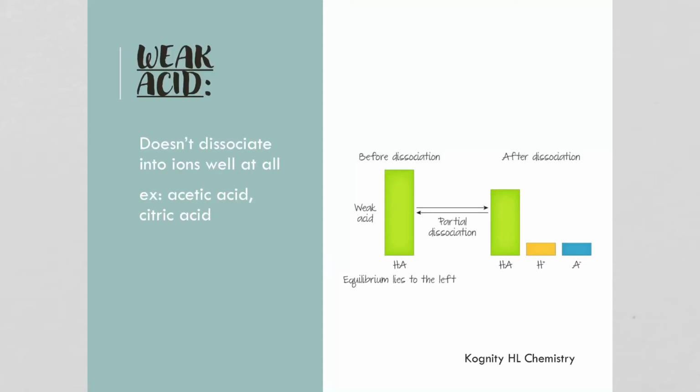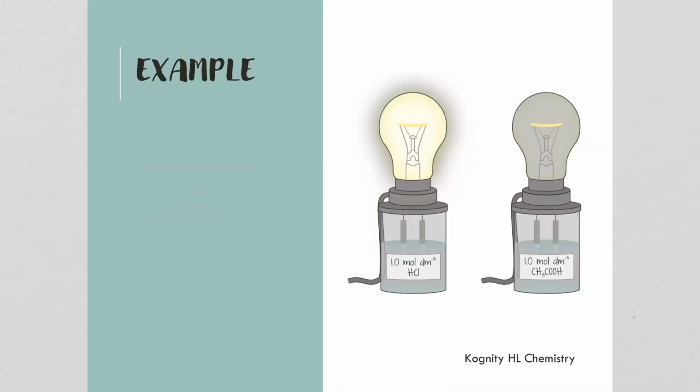So some examples would be acetic acid or citric acid. These are two edible acids, so they're weak. They're not going to be ultra corrosive because not all of them are going to dissociate into these ions. This is what gives our acid its strong properties, this hydrogen ion, and we'll talk a little bit more about that when we talk about pH.